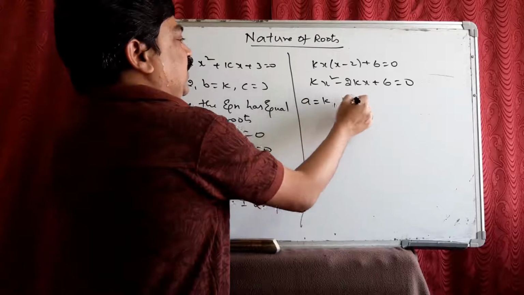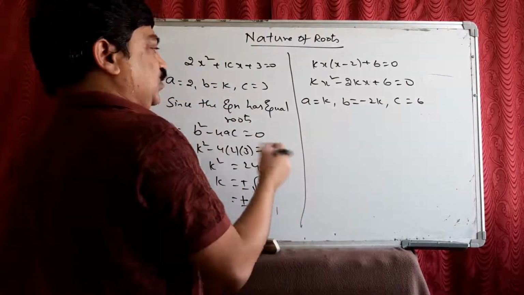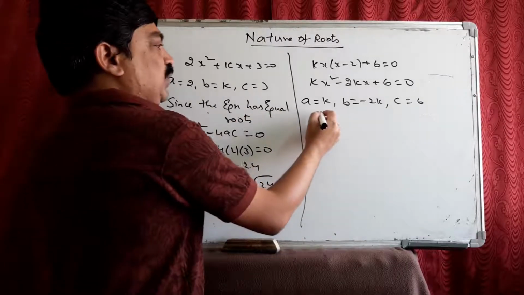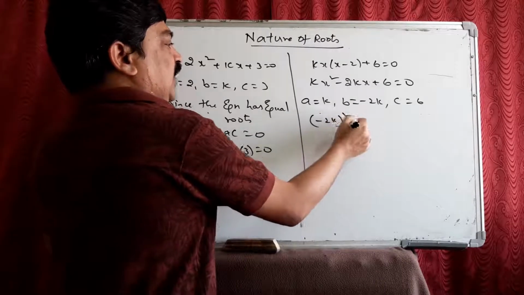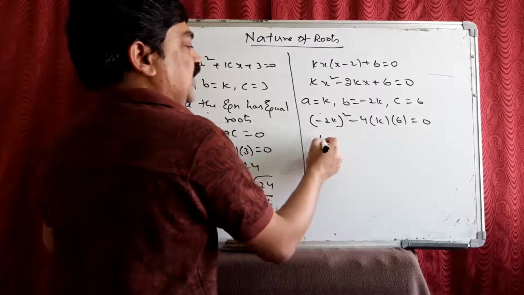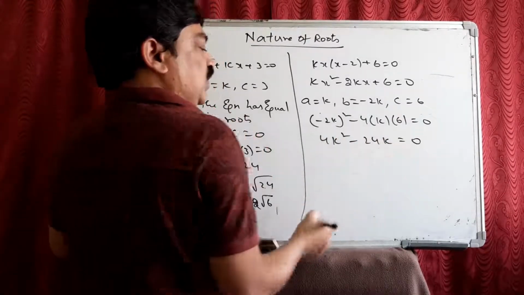A is equal to k, b is minus 2k, c is 6, and you are told that the equation has equal roots. Since the equation has equal roots, b square minus 4ac is equal to 0. So b square minus 4ac is equal to 0. This becomes 4k square minus 24k is equal to 0.